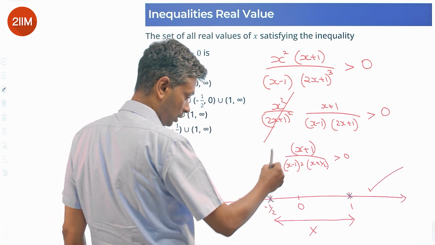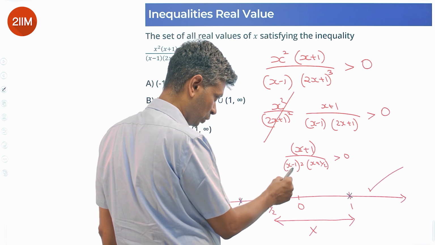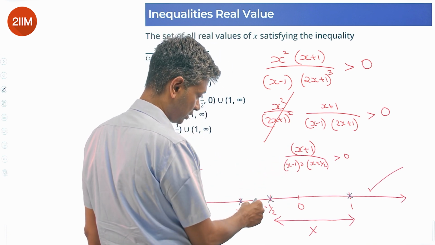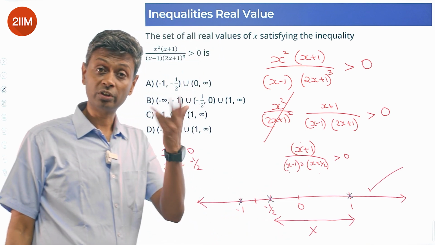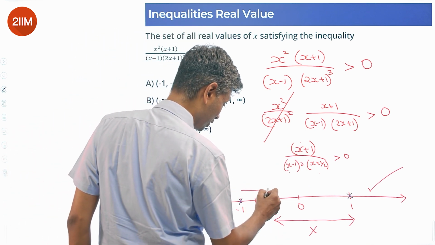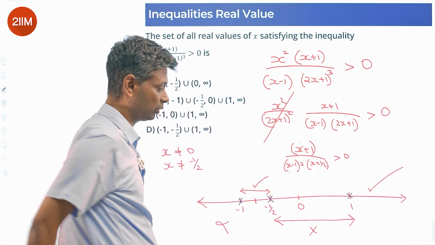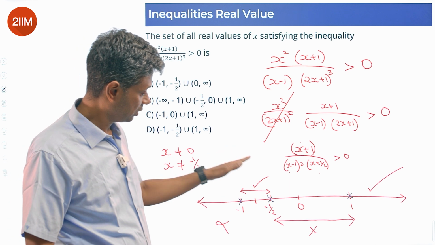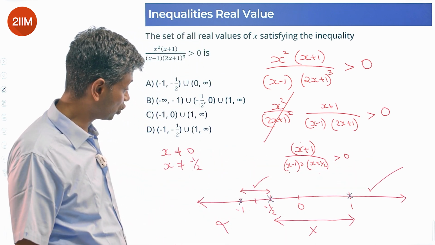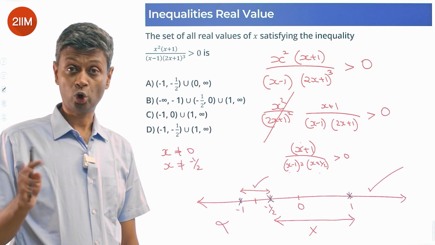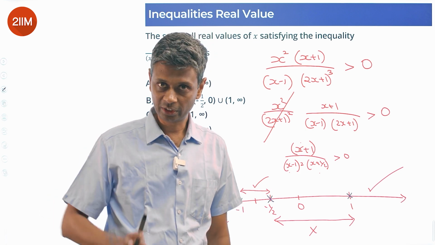Why will it work? So let's say x is between minus 1 and minus half. x plus 1 is positive, x minus 1 is negative, and x plus half is negative. These two will be negative, this will be positive. Positive by positive, it will work. So in this range, it will work. In this range, all three terms are negative, it won't work. Does not work, works. Does not work, works. So x has to lie between minus 1 and minus half, both not included, or greater than 1 to infinity.